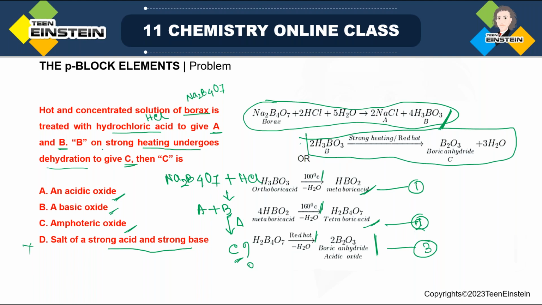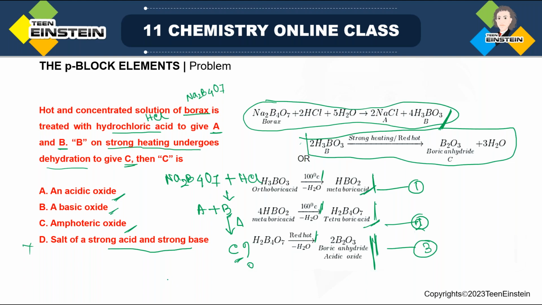But if you are thinking about B with strong heating, it is already mentioned, so you can directly go for it. And even if it is not mentioned as strong heating, suppose simply heating is written, then also see, this cannot be the answer because this is not an oxide, this is an acid. This is also not an oxide, this is an acid. Only in the last step, strong heating, you are getting this oxide. And B2O3 is an acidic oxide, that you already know because it is a non-metal.